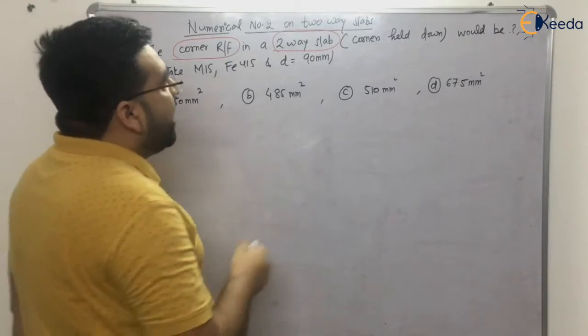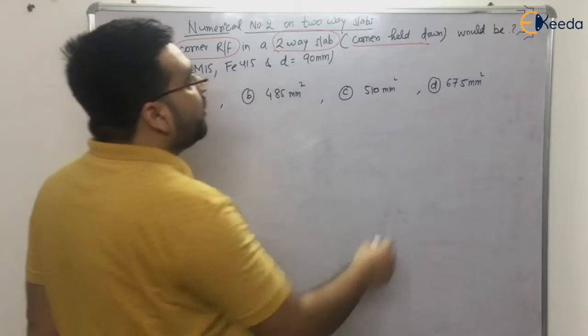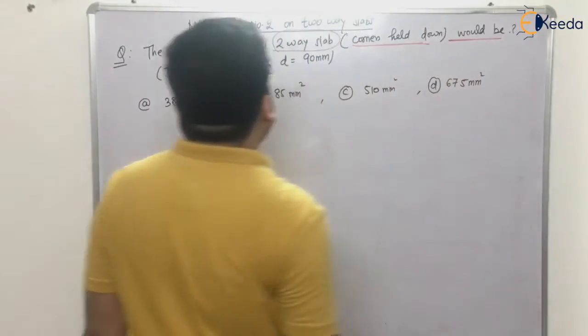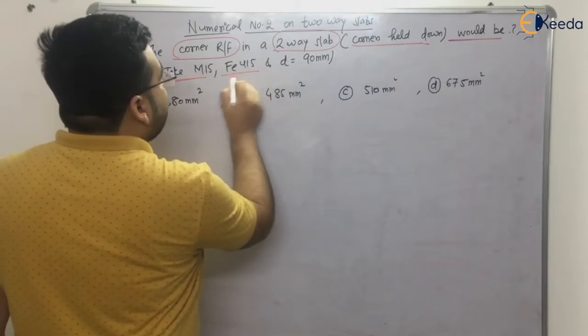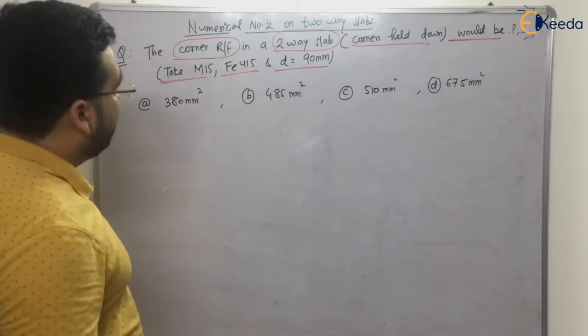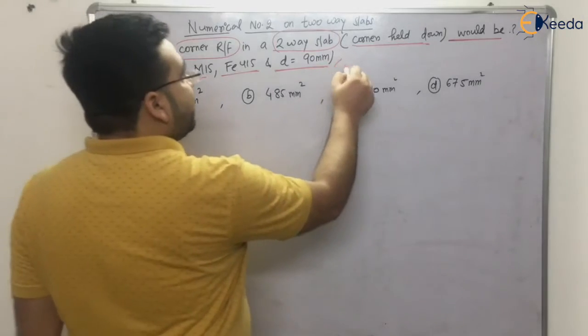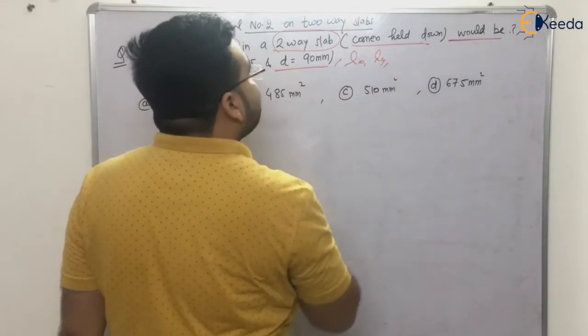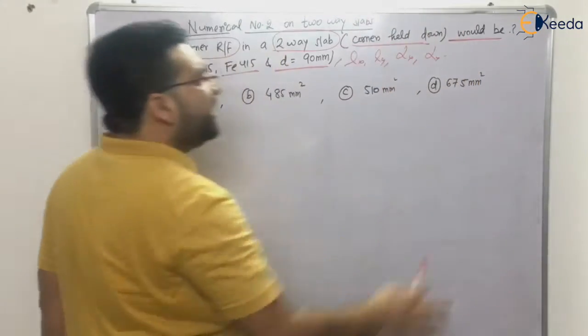In a two-way slab, corners held down, take M15, Fe415 and the effective depth as 90 mm. Now students, in this question nothing is given to you. Neither Lx is given to you, neither Ly is given to you, neither alpha x is given to you, neither alpha y, nothing is given to you.